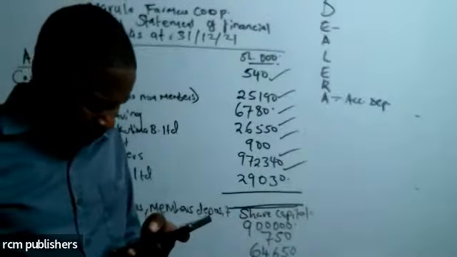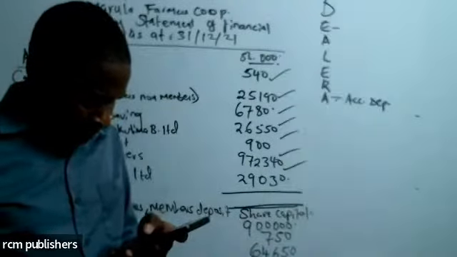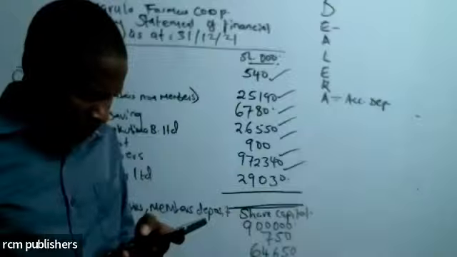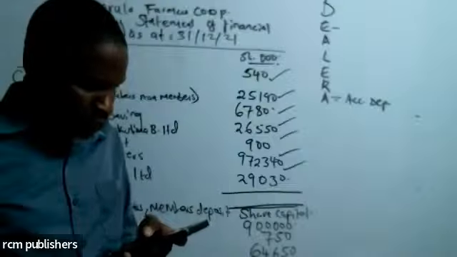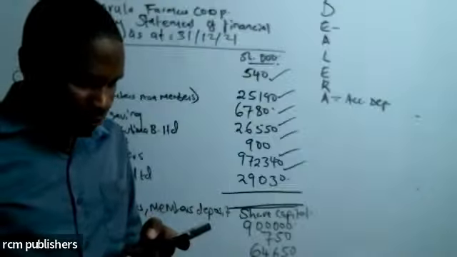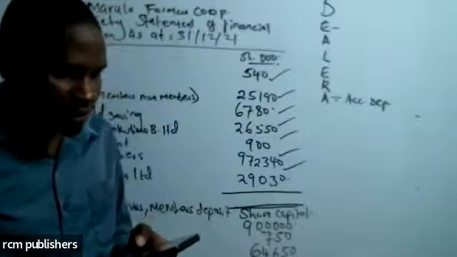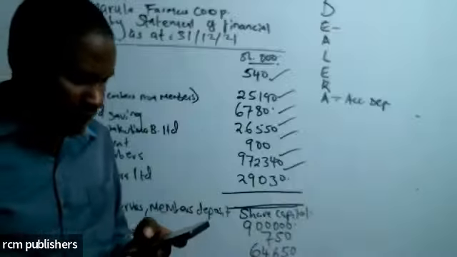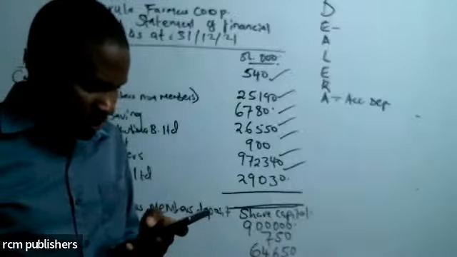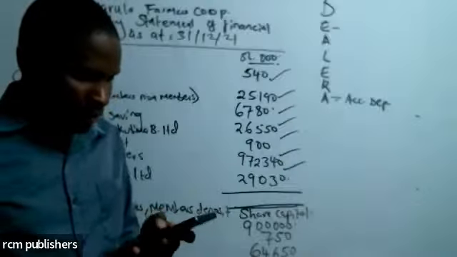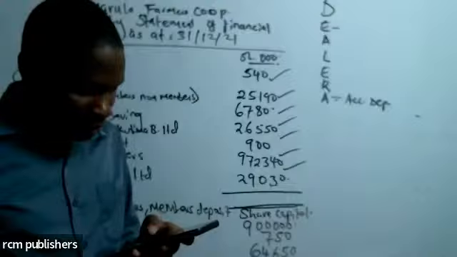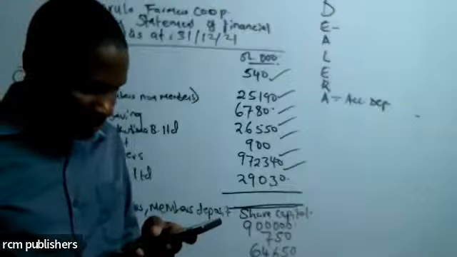Let me check. Interest on loan, bank overdraft. Members deposit, share capital, interest fee, statutory reserve fund. Aha. First of all, this reserve fund. Yeah, ndio hiyo sasa. Statutory reserve fund. This statutory reserve fund tuko nayo pale. How much is our statutory reserve fund?